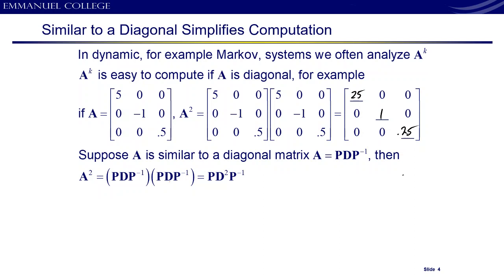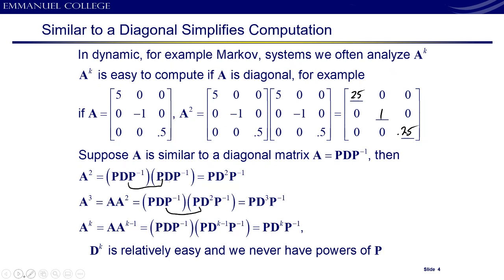So let's say A is similar to the diagonal matrix D, which means that the property A equals P D P inverse holds. What if you want to square A? That's the same as multiplying those two together. P inverse times P, they cancel each other out, leaving you the identity matrix, but then that leaves you D times D, which gets you D squared. A cubed, once again, P inverse and P cancel each other out.